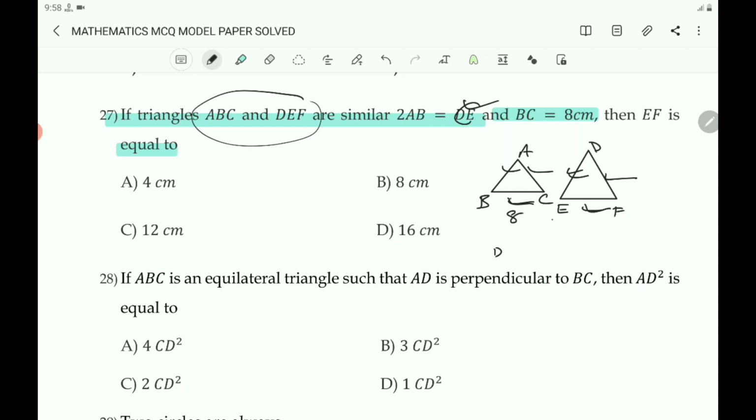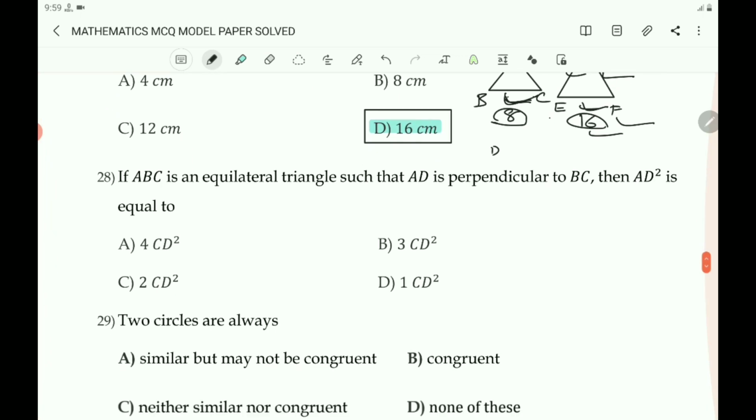BC is 8, so twice of 8 is 16. So EF must be equal to 16, twice of this 8. So which is the answer? Option D, 16 centimeter, is the answer. Note the answer. Here what do we have to use? First it is given that they are similar triangles, and also it is given that DE is twice of AB. And what do we have to find out? We have to find the side EF. BC is given, twice of BC is EF, so it is 16. That is what you have to think here.